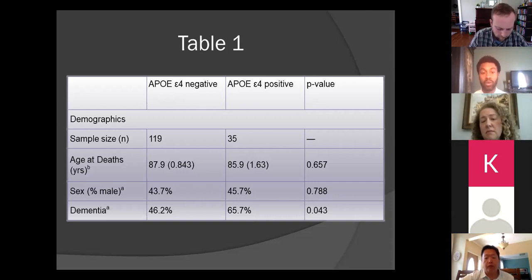The more important one on this table is dementia. In the APOE epsilon 4 negative group it was 46.2%, and in the APOE epsilon 4 positive group it was 65.7%. You can see that the p-value is below 0.05, showing that this was statistically significant.